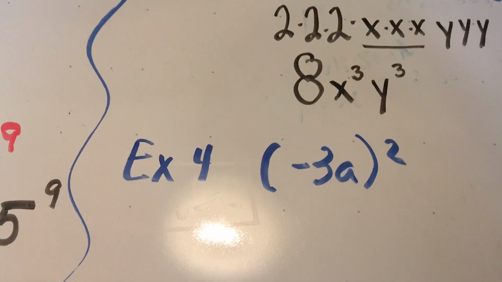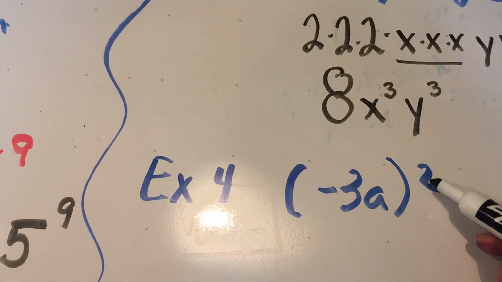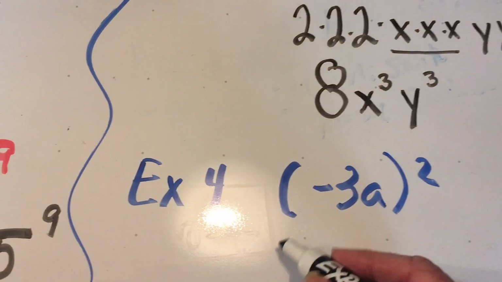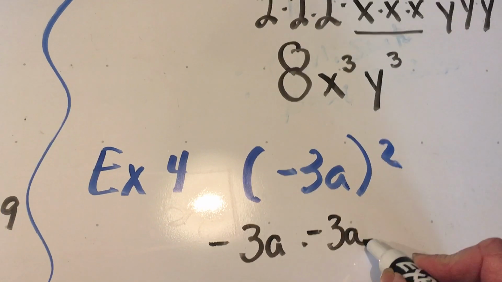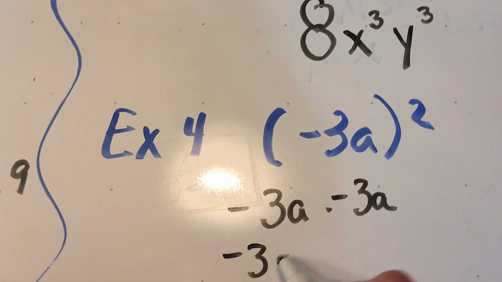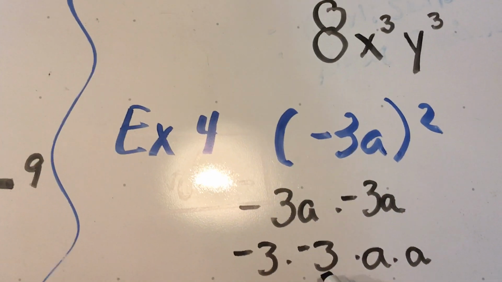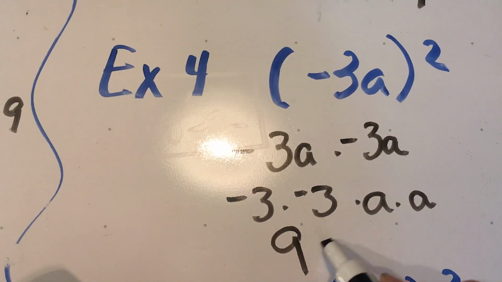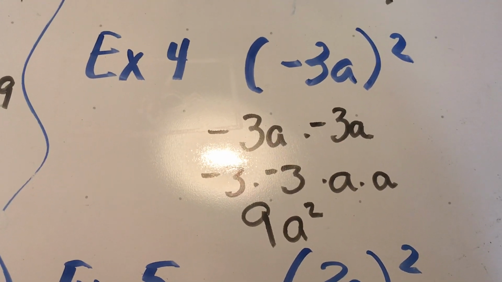Next question, example 4 is negative 3a, the quantity squared. Exponents only affect what's directly beside them unless there's a parenthesis. The parenthesis means we're squaring everything. So we're doing negative 3a times negative 3a. Commutative property says we can rearrange that if we want to. So we have negative 3 times negative 3 times a times a. Negative 3 times negative 3 will give me positive 9. A times a will give me a squared. So our final answer there would be 9a squared.